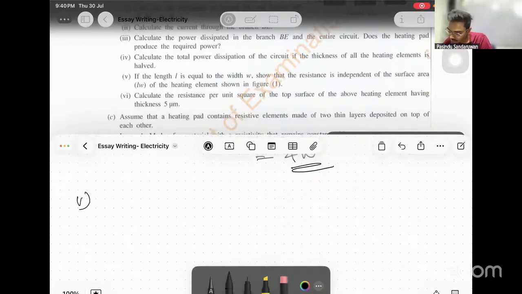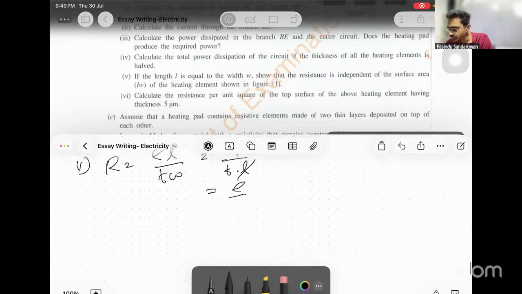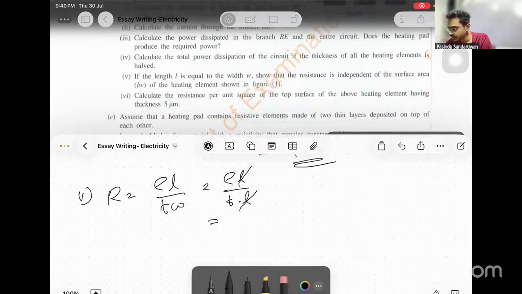If the length L is equal to the width W, show that the resistance is independent of the surface area LW of the heating element shown in the figure. Then resistance is rho L over TW. If the length is equal to W, we can write this as rho L over TL. Then it becomes rho over T. That's a simple showing.